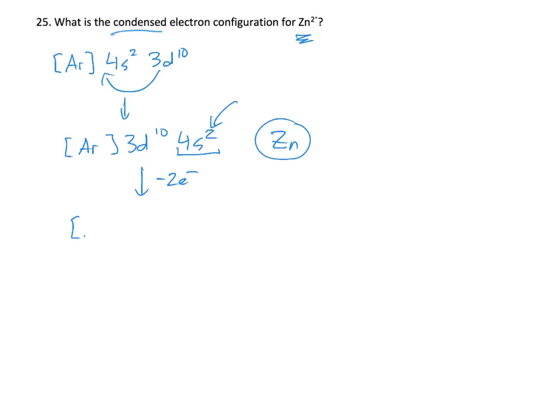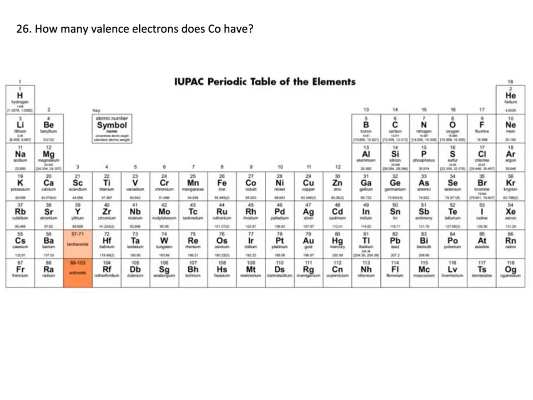So after we ionize it, we get argon 3d10, and that's it for that particular question. Question 26 asks, how many valence electrons does cobalt have? Cobalt, you can see right here. The way we do this is we go back to the first element in that row, which is potassium, and we count over. We get 1, 2, 3, 4, 5, 6, 7, 8, 9 valence electrons.